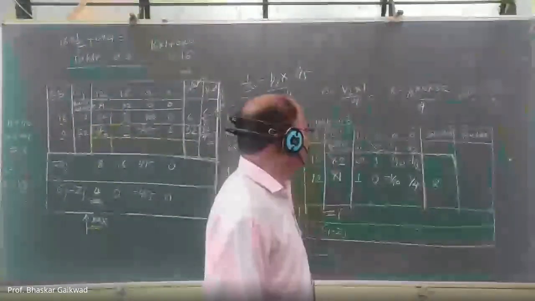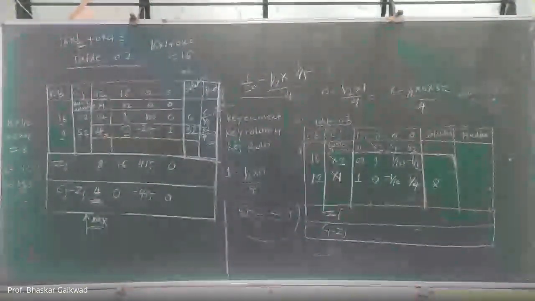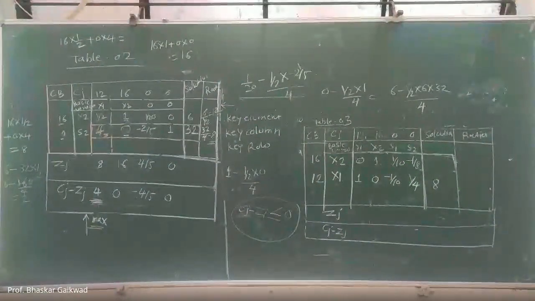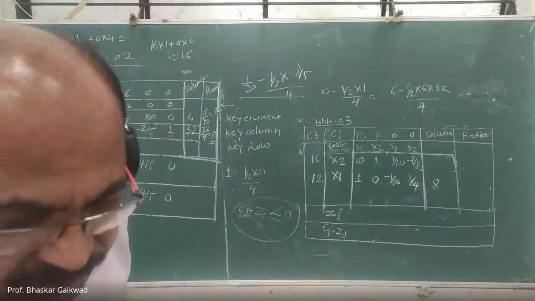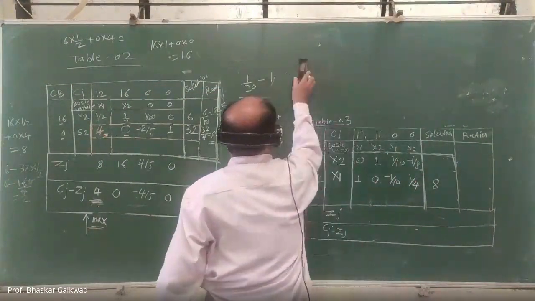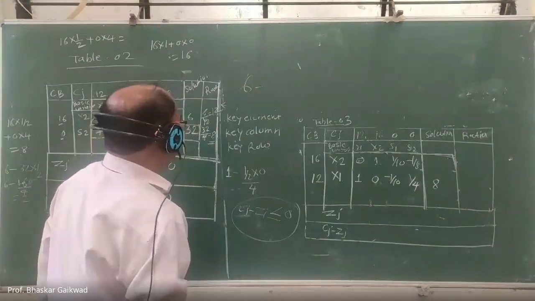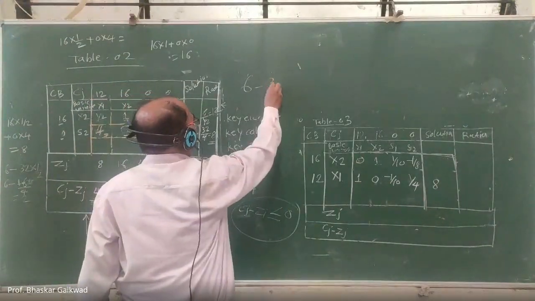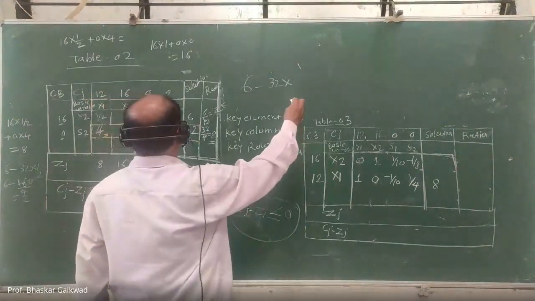So how to calculate this? What is the original value? The original value is 6. Now what is the corresponding column value or row value? Corresponding column value 32 into corresponding row value.